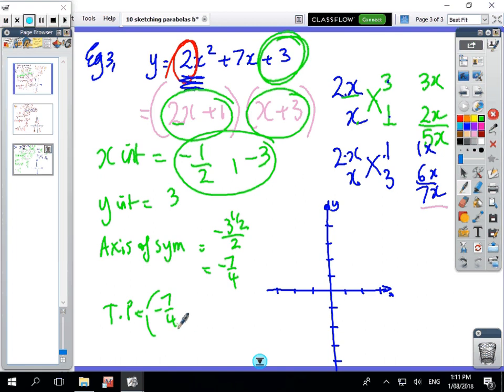Now, this is going to be harder because we've got to square it and multiply by 2. Can someone get a calculator ready? Someone to help me out? So just tick, tick, tick, tick. Okay, so put minus 7 on 4 on your calculator, then square that number, right? And then multiply that by 2, and then put a plus sign, right? And then go 7, multiply by minus 7 on 4, then put a plus sign, then put a 3, then press equals.